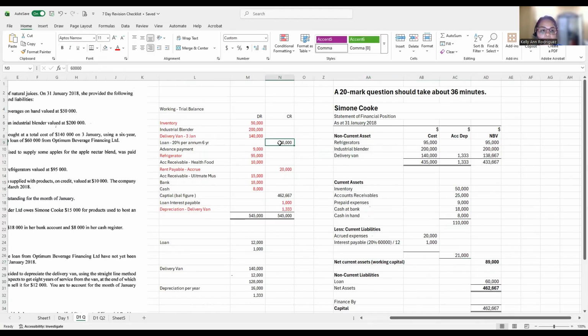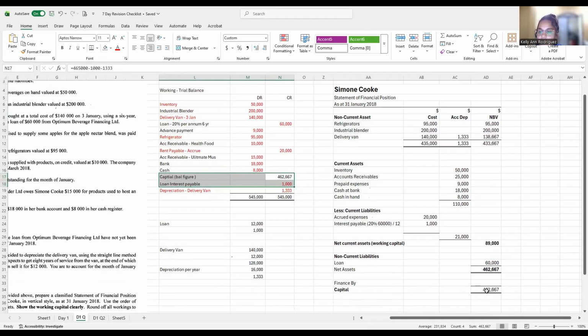One thing left is your loan for 60,000. As you minus all of your liabilities from your assets, it gives you your capital or your net assets, 462,667. What is the balancing figure we have here? 462,667. And your financial statement balances. So it was as simple as that.